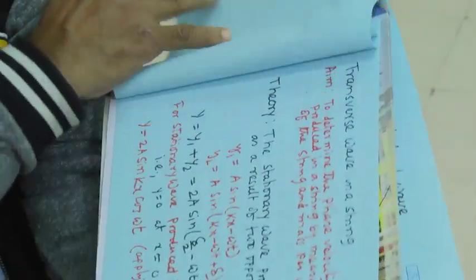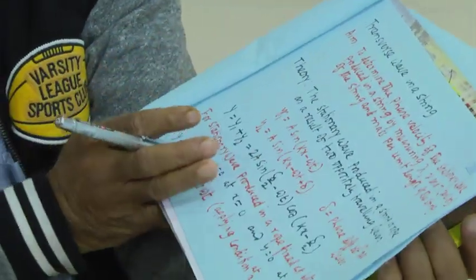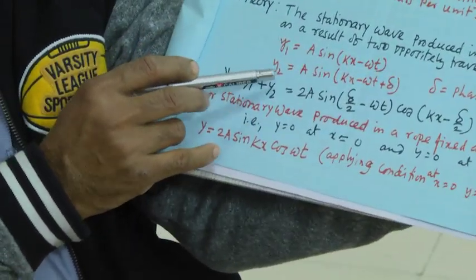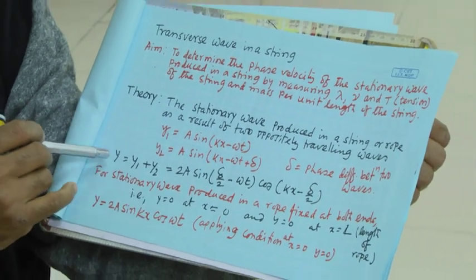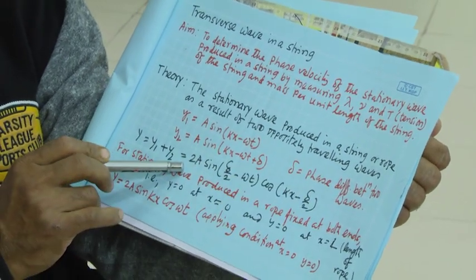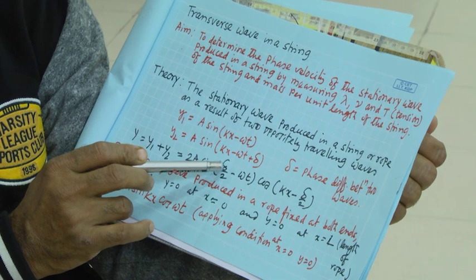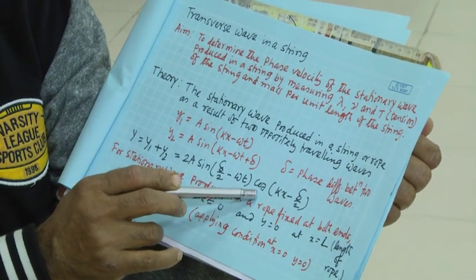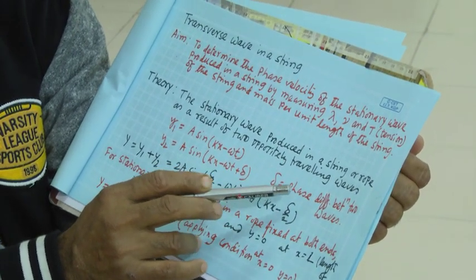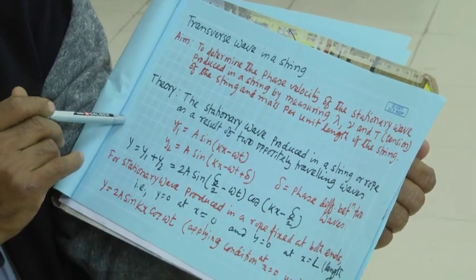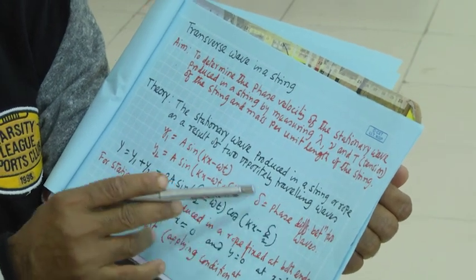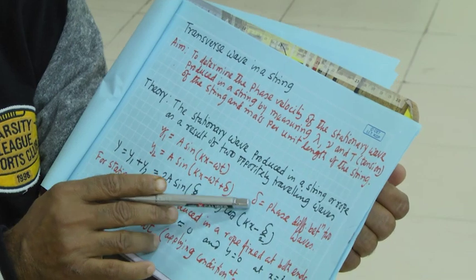So this is the superposition between these two waves, so that y equal to y1 plus y2, and from here you can find this relation: 2a sin(kx minus delta by 2... omega t) cos(delta by 2). Here delta is basically the phase difference between the two waves. That can be 0 also, but in general, this is the term called phase.